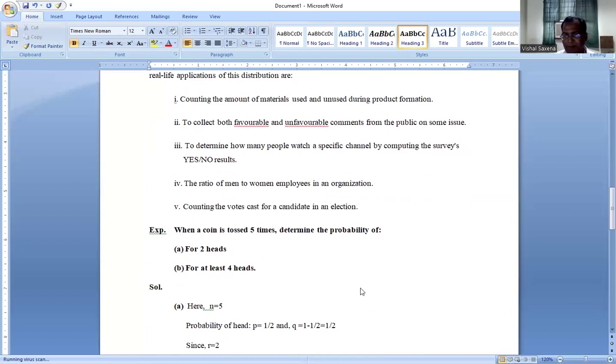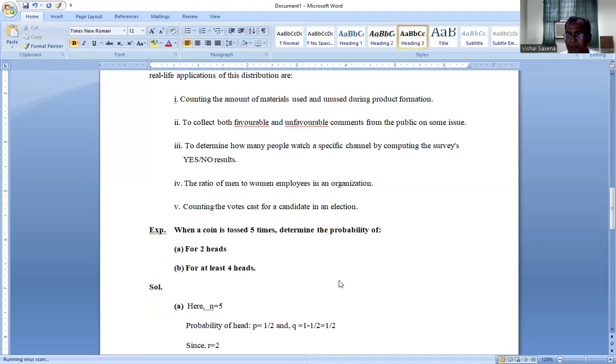Now we take one example: a coin is tossed 5 times. Determine the probability for two heads and for at least four heads. Here we have to look at the question and see what kind of question it is and which distribution it belongs to. If a coin is tossed 5 times, n is equal to 5 because the experiment is repeated 5 times.